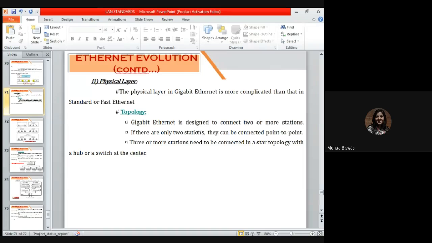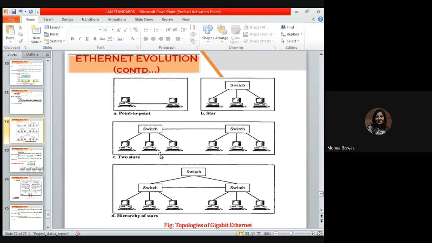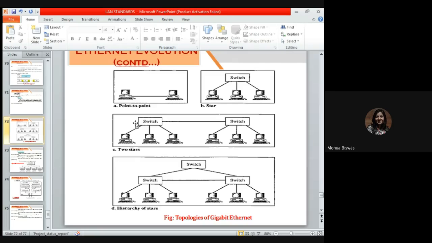This is the physical layer of gigabit Ethernet, and here, as in fast Ethernet, if we are using two stations, we go for point-to-point, and if more than two stations are there, we go for the star topology, where the stations are connected with a switch. If there are two different networks, the two different switches are connected together in this manner. Fine. So this arrangement, you just draw this diagram.